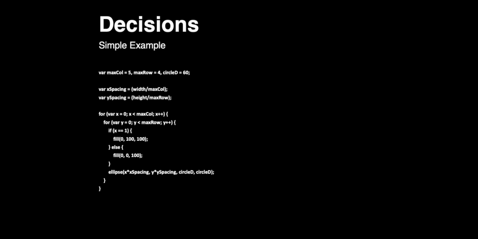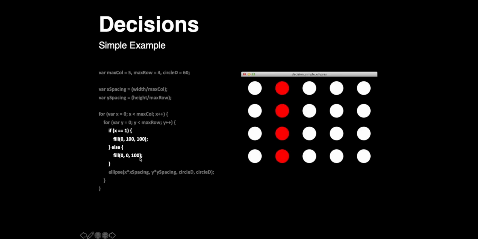So here's a simple example where we're looking at a grid of circles and basically saying if x equals 1, it's going to be red, else it's going to be white. So this is what you would see as you're looping through this for loop. When x equals 1 for this iterator, then it's going to be red, else it's going to be black. So you can count from 0, 1, 2, 3, 4 for the x-axis. So 0, 1, x equals 1. So this entire column is going to be red.